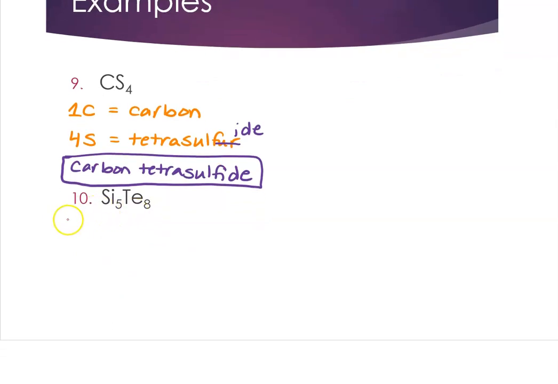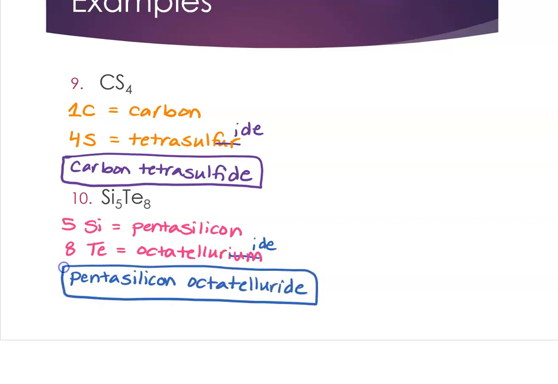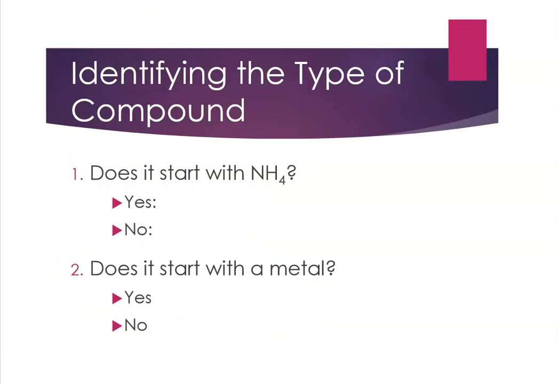All right, last up here we have 5 Si's. 5 is penta, Si is silicon, and then 8 Te, 8 is octa, and Te is tellurium, so then I change that ending to IDE, and this is pentasilicon octatelluride. Okay, so now we're going to put it together.